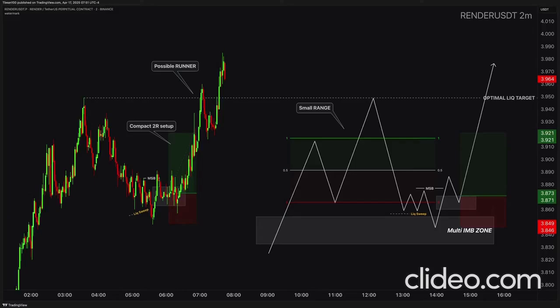Then it gives you time to play with this 2R compact setup. Again, all this action happens at the range deviation location, which is fueled by inner liquidity and imbalance. What a magnificent A++ setup from top-down analysis here. I just loved it.